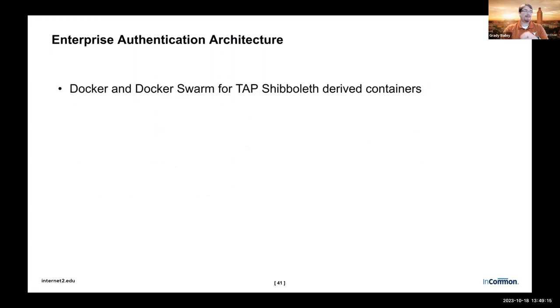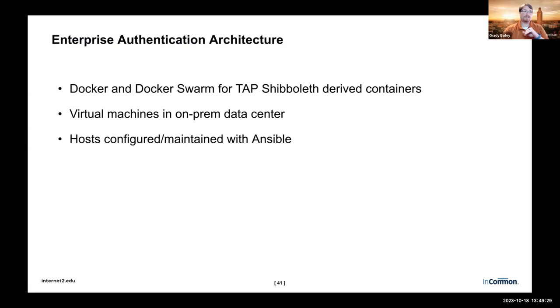We made it. So let's talk a little bit about the architecture. I mentioned we used containers. We were using Docker and Docker Swarm from those Trusted Access Platform containers. We're running enterprise authentication primarily in virtual machines in our on-prem data center. Those virtual machines are all configured and maintained using Ansible.